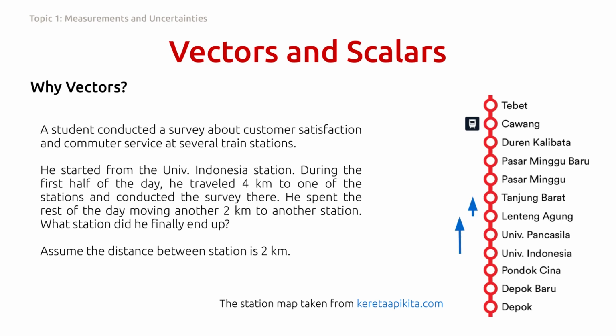First, the student could travel 4 kilometers up on the map to Lenteng Agung, followed by another 2 kilometers to Tanjung Barat. Or he could travel 4 kilometers up to Lenteng Agung and then 2 kilometers down to Universitas Pancasila. The third possibility, the student could go 4 kilometers down to Depok Baru and another 2 kilometers down to Depok. Or, the last possibility, the student could have traveled 4 kilometers down to Depok Baru and returned 2 kilometers up to Pondok Cina. From this, we learn that the direction is important. Saying up and down will take care of this ambiguity.